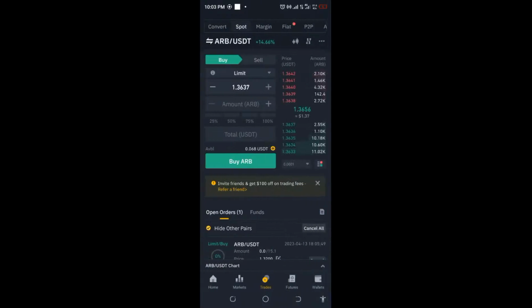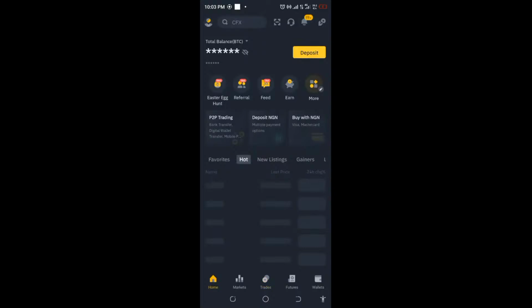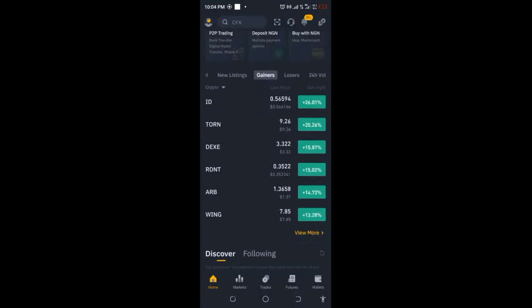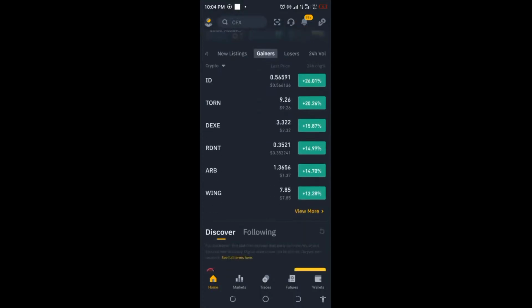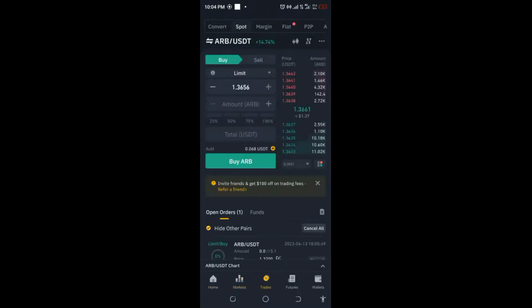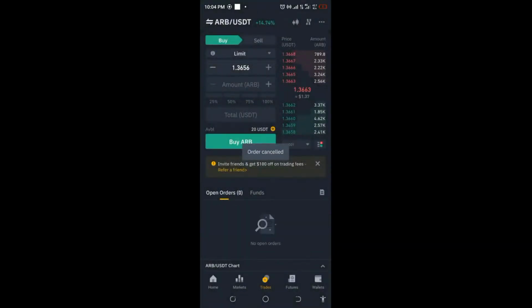I'm just going to go check again. Let's look under gainers to see whether it's also there. It's under new listings, but let's just be sure that it's also under gainers. Okay, is it on the gainers? Should I go with this? Okay, ARB is on the gainers. Okay, let's try this. Let's go ahead and then just buy outrightly. Okay, and then we'll set a sell limit. All right, so let's just cancel and let's see that we do this well.